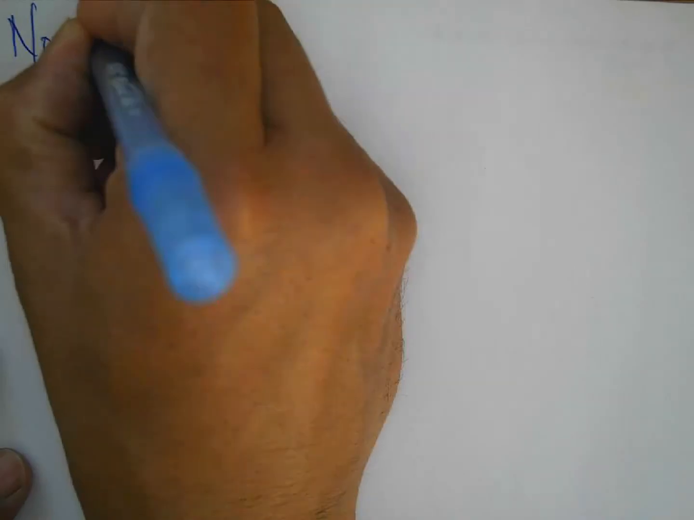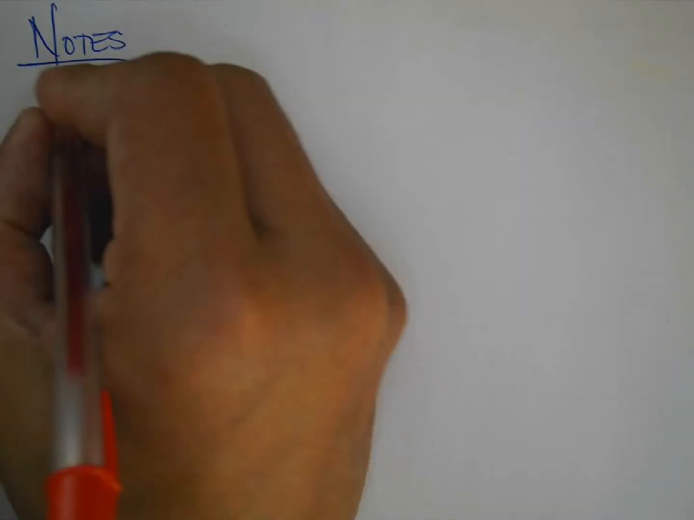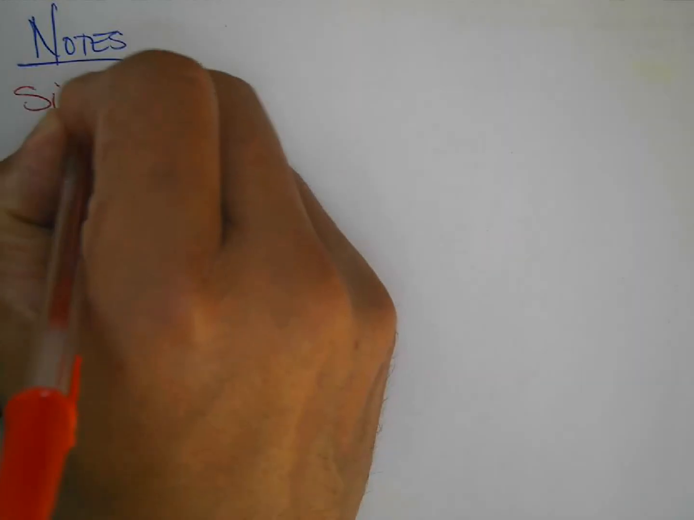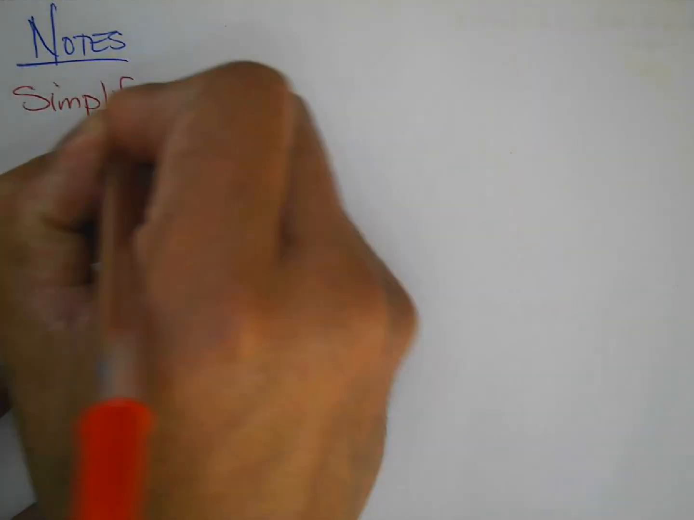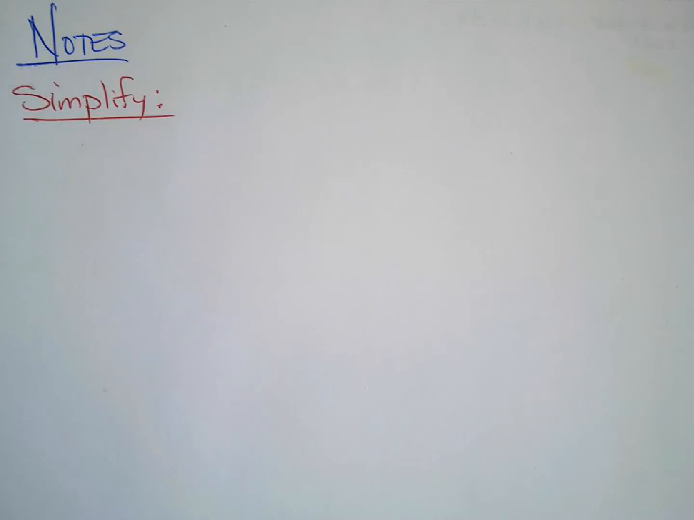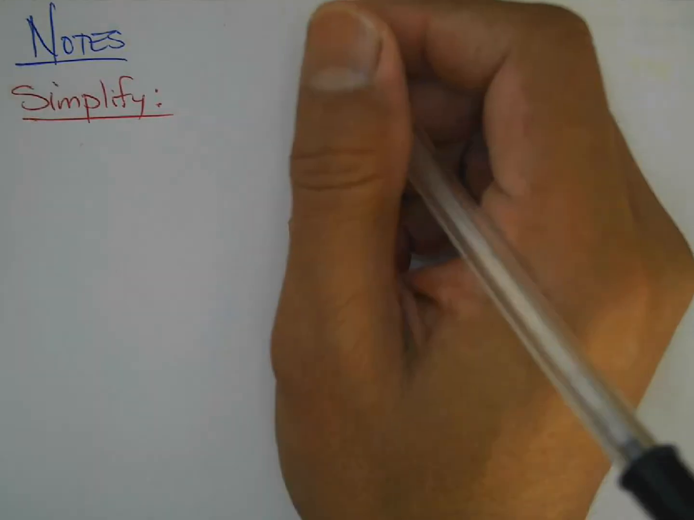Okay, here are the notes. Take these notes down. I'm going to show you a little shortcut, something that ties everything together and applies everything we've been learning here for these exponents. It's going to ask you to simplify. Okay, what I'm talking about is this.